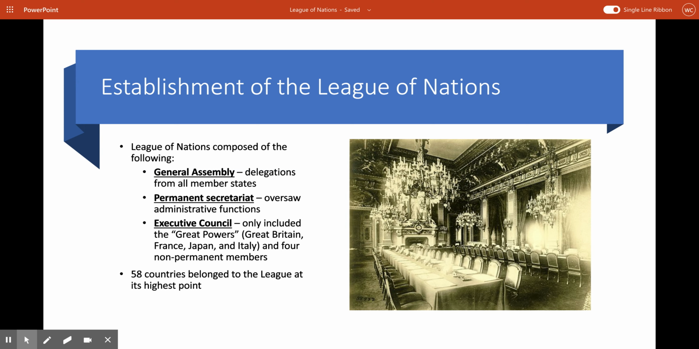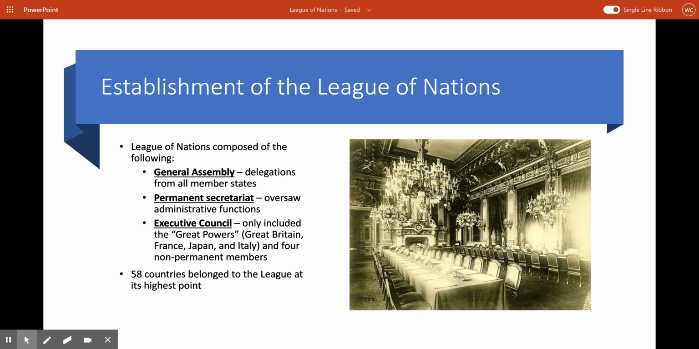Now, the Executive Council, I said I would talk about that in a second. So, the Executive Council was this body of which its membership was restricted to the great powers. So the council consisted of 4 permanent members, the quote unquote great powers, which were Great Britain, France, Japan, and Italy. And it also included 4 non-permanent members. And what this means is they were members of the League of Nations. They weren't one of those 4 though, right? It was other countries, but they would take turns having those seats in the council, right?